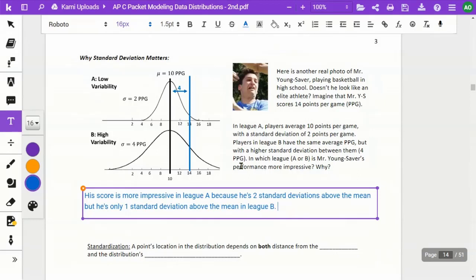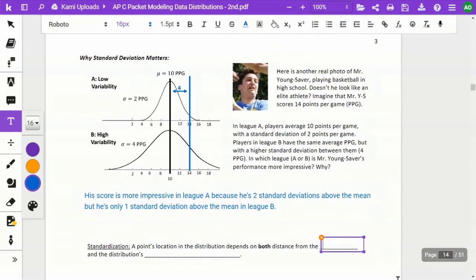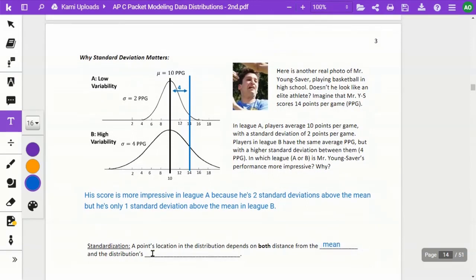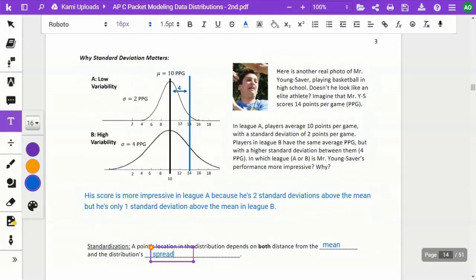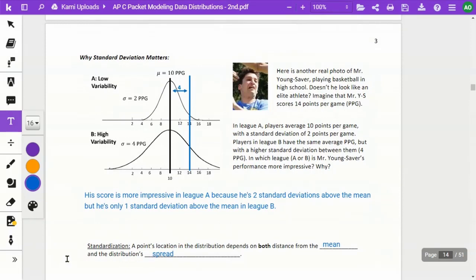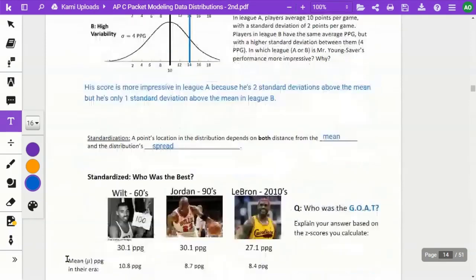He's in a lower percentile in League B too. Can you see that? Because a greater share of the graph is to the right of 14 points. So a Z-score is a point's location in the distribution, which depends on both distance from the mean and the distribution spread. Spread can be measured a couple of ways. Standard deviation is one way, IQR is another way.